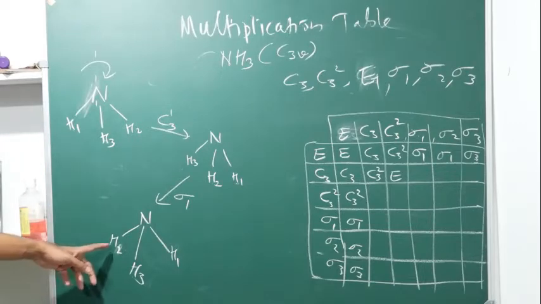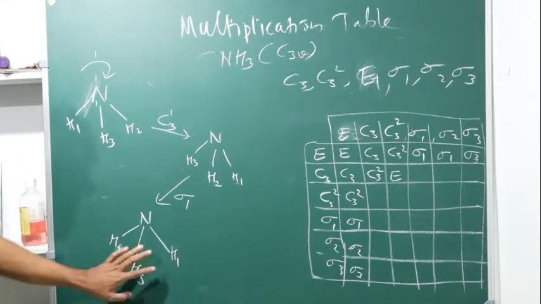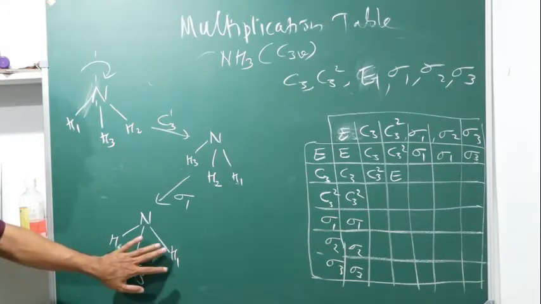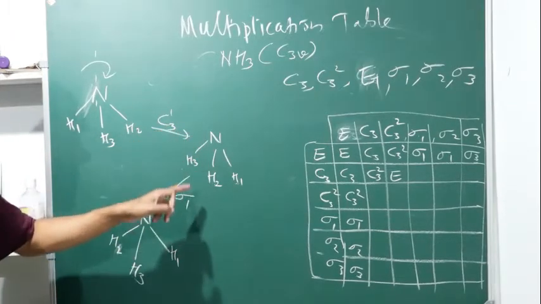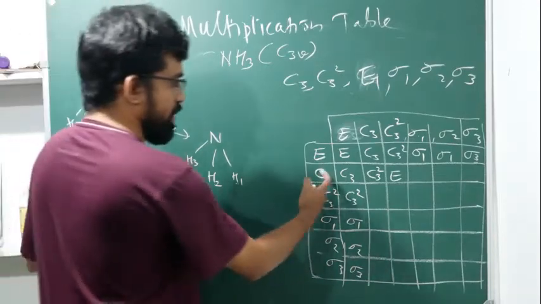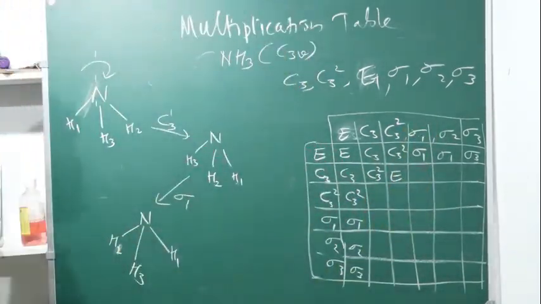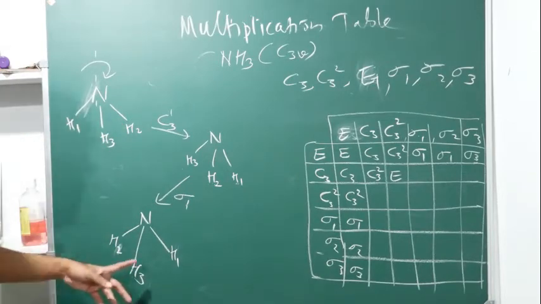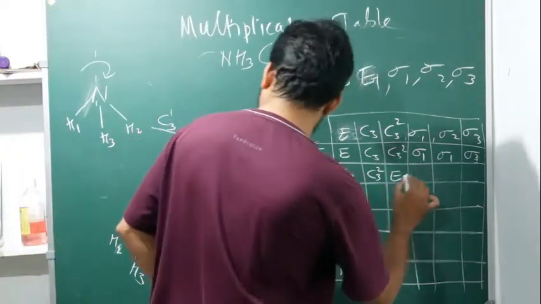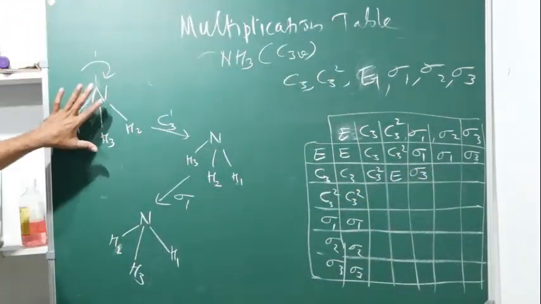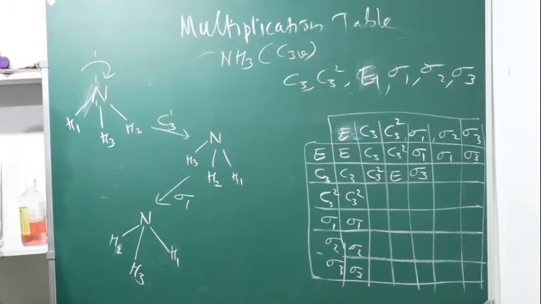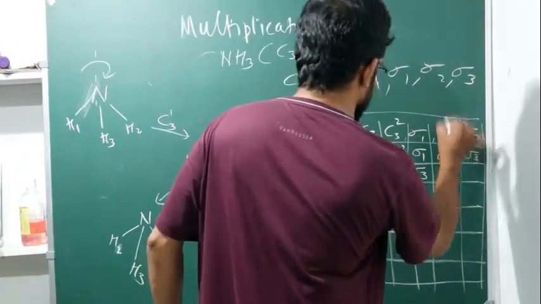You can say that the H1 position is sigma 3, right? This new operation is the product after doing two operations, C3 and sigma 1, consecutively. So after two consecutive operations, the product is sigma 3. How do you look at it? Like this.